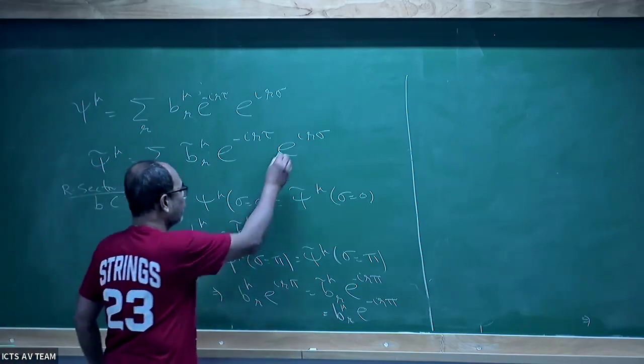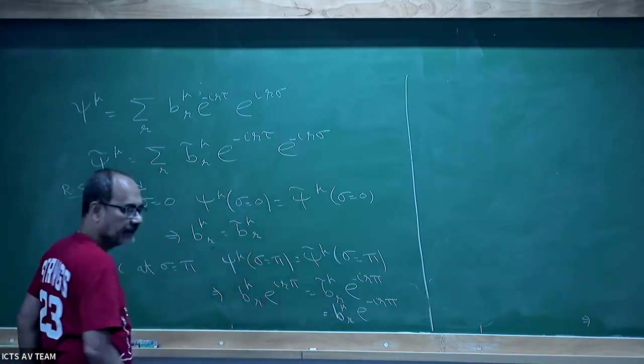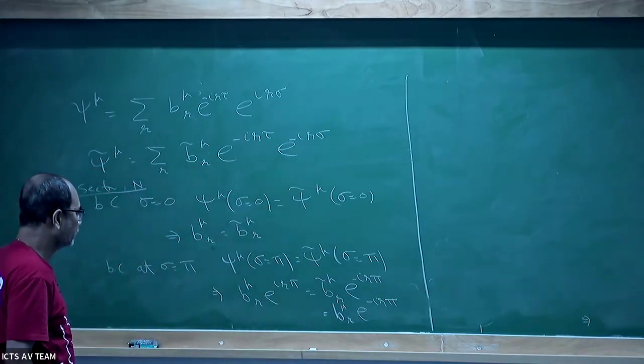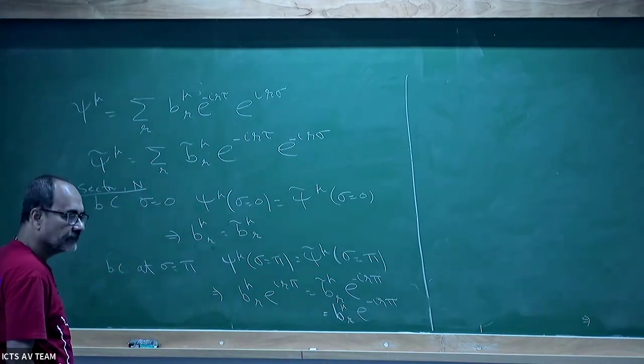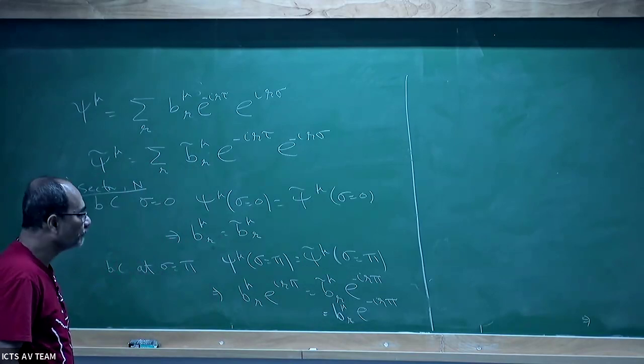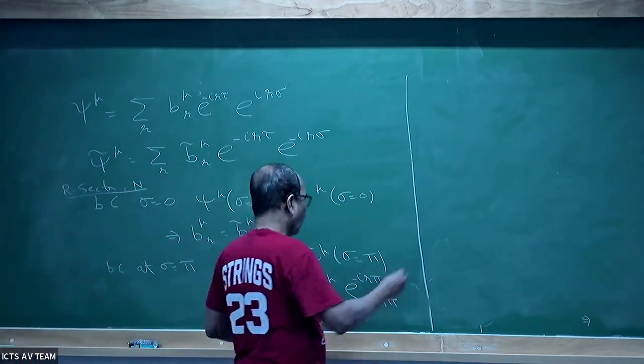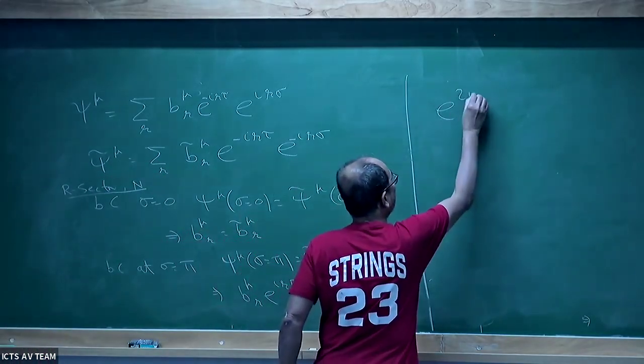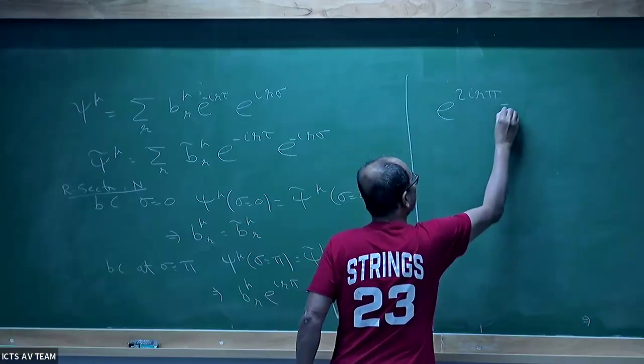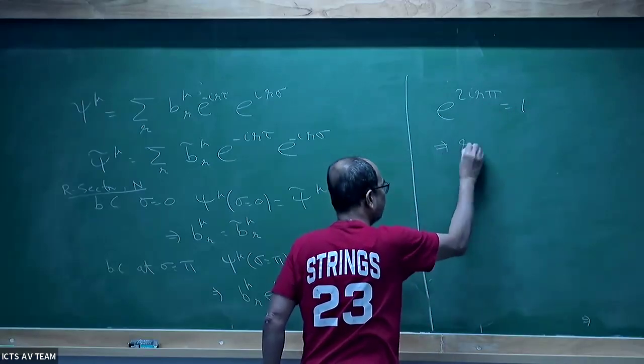Yeah, this is minus. This is clear? So if you compare, this gives e to the 2i r pi equal to 1, and this means that r must be an integer.